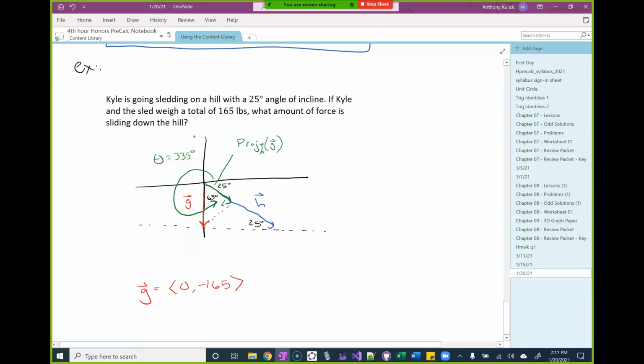Why not? Because it's the vector we're projecting onto, so all we really need out of that is the direction. So we're just going to assume the magnitude of H is 1. So our H is really just 1 cosine 335, 1 sine 335. Everybody cool there? Okay.